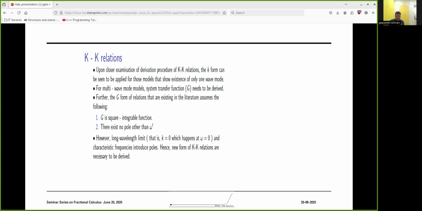So upon closer examination, the K form can be used for those models that show only one wave mode, but we have multiple wave modes. So whatever we get from there may not be useful. But we will use the solution and the wave number to construct the system transfer function G, which is a combination of the multi-wave system, and that will give whether the system is stable or not. So we will use both of these and show how we can actually use it. Next, please.